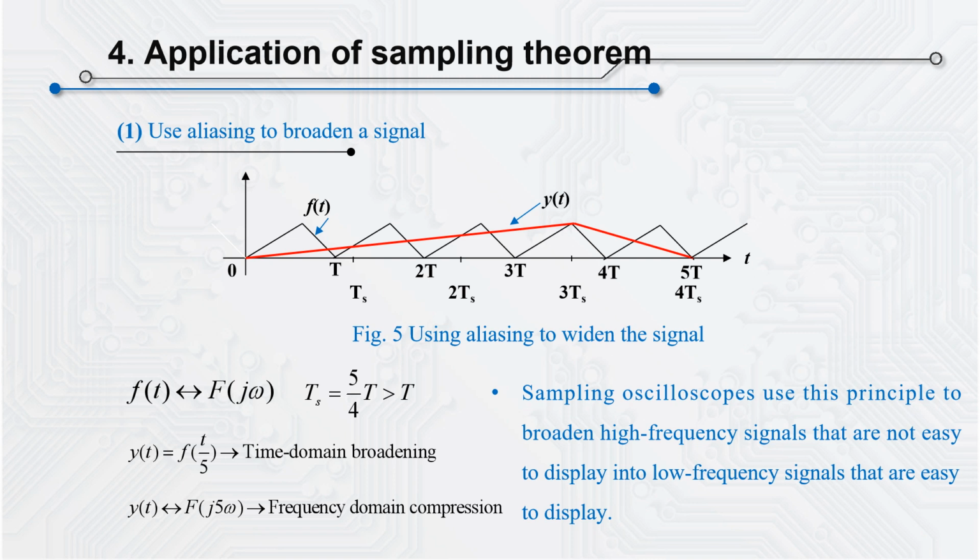When we use an oscilloscope, the signal in the oscilloscope is relatively dense, and it is not convenient for observing. Therefore, we will adjust the knob of oscilloscope to make the frequency wider. In fact, this is the working principle of oscilloscope.